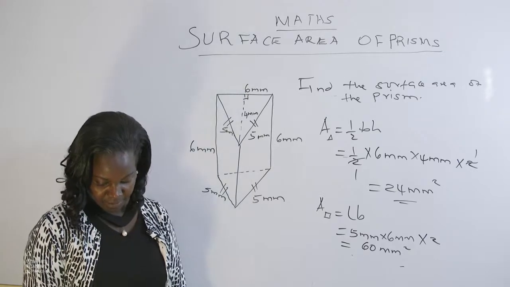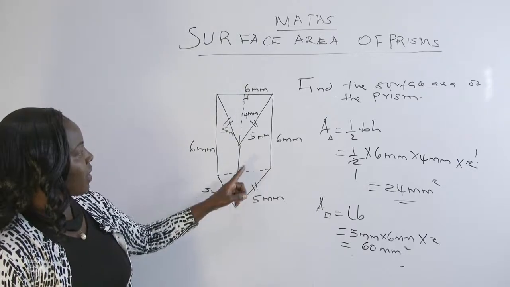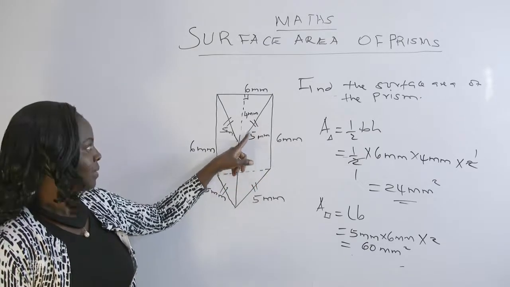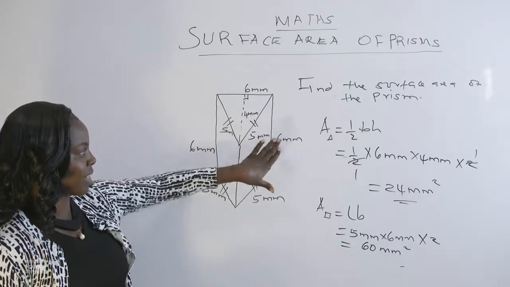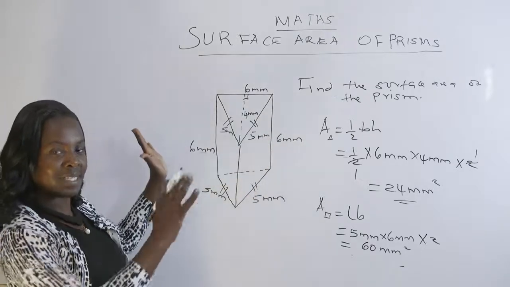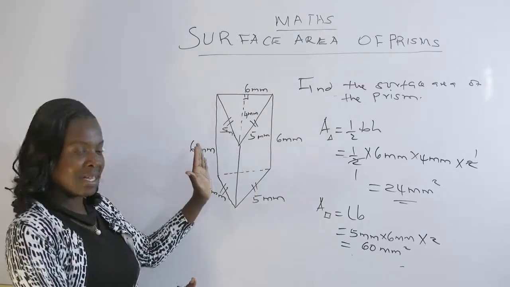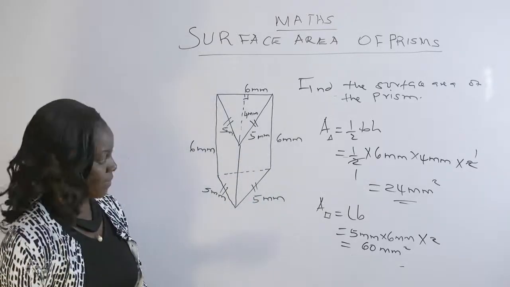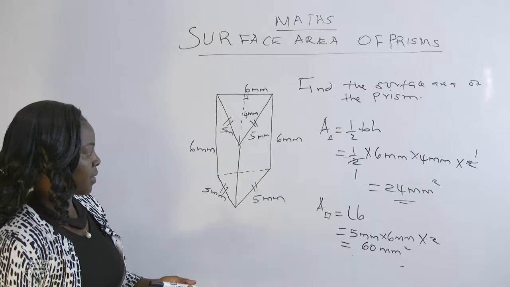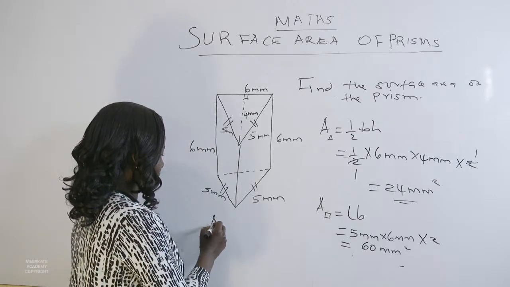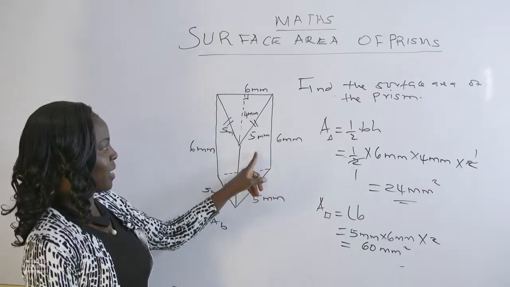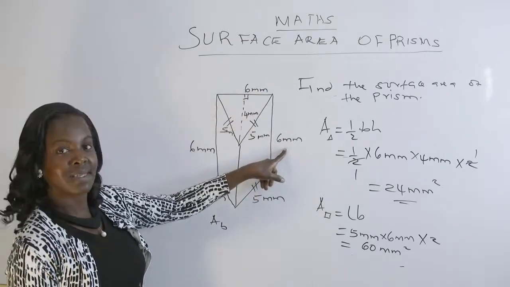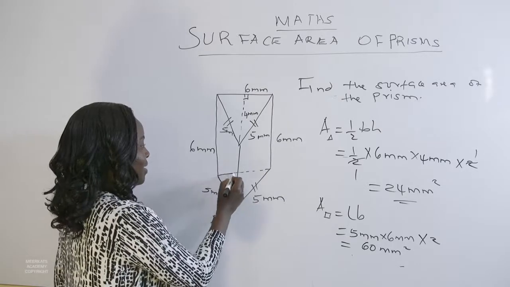Then we have this other rectangle. You realize that we have another rectangle. We have calculated the rectangles for the sides, this side and the other side. We now have the base, this base here. The area of the base: you realize that the base is measuring 6 millimeters by 6 millimeters. We're talking about this rectangle here.